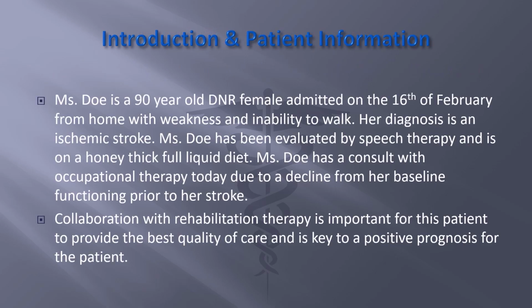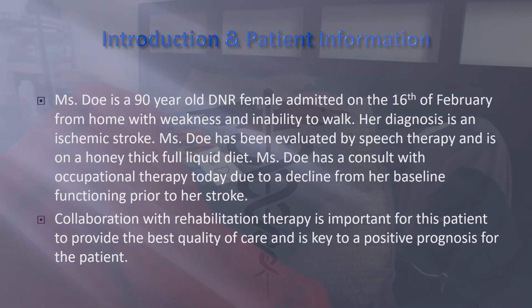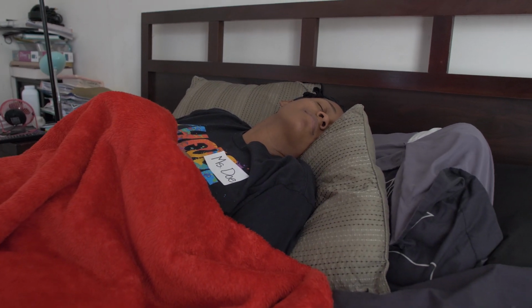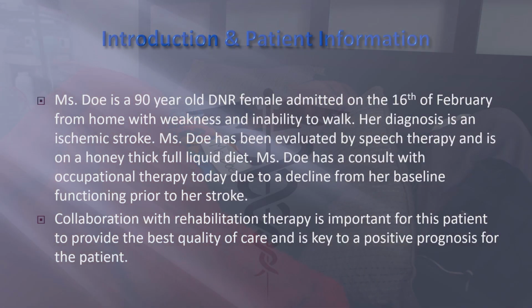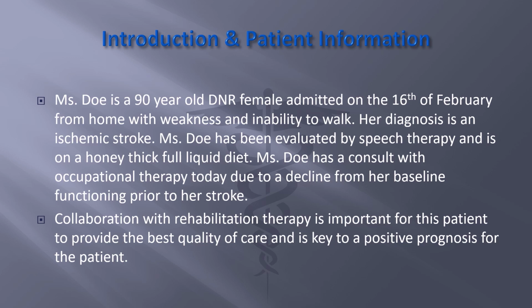Introduction and Patient Information. Ms. Doe is a 90-year-old DNR female admitted on the 16th of February from home with weakness and inability to walk. Her diagnosis is an ischemic stroke. Ms. Doe has been evaluated by speech therapy and is on a honey-thick, full liquid diet.